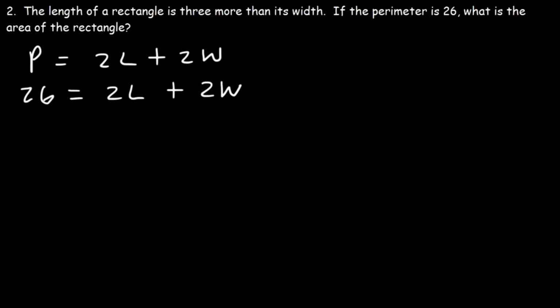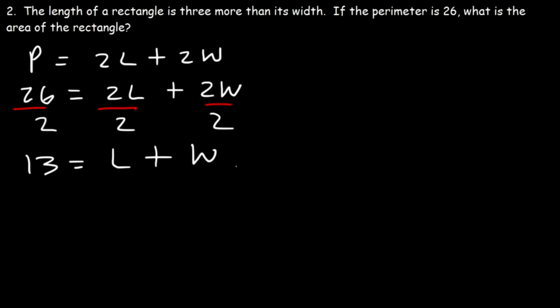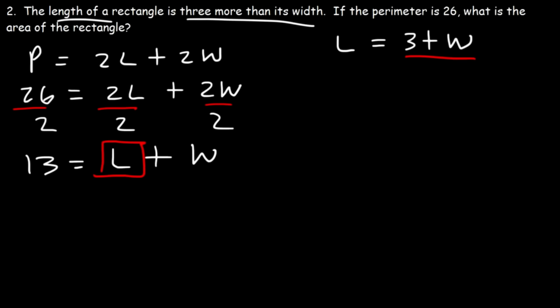Now notice that we could simplify this equation. Let's divide everything by 2. So 13 is equal to L plus W. Our goal is to find the area of the rectangle. If we could find the dimensions, if we could find the length and the width, then we could easily find the area. Now we're told that the length is 3 more than its width. So L is 3 plus W. So what we're going to do at this point is replace L with 3 plus W. So 13 is equal to 3 plus W plus W.